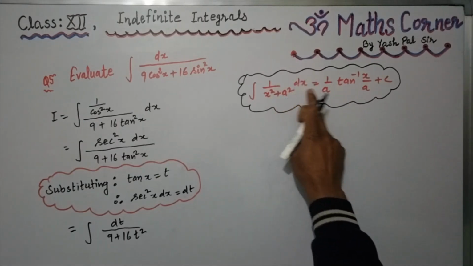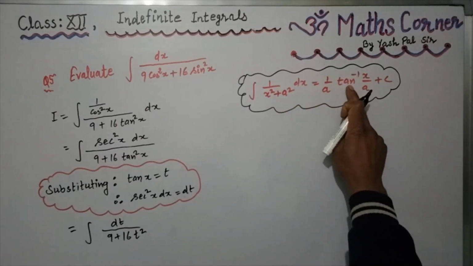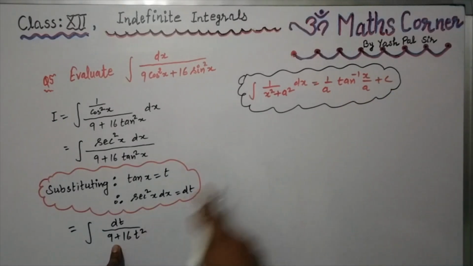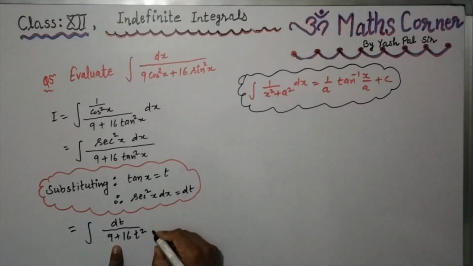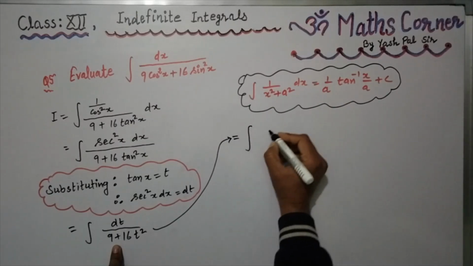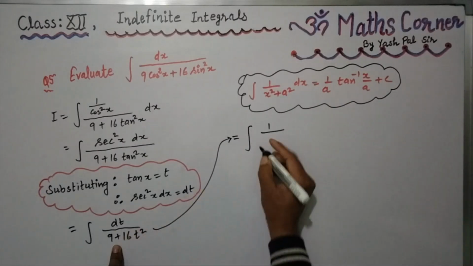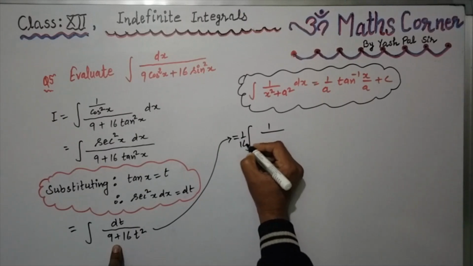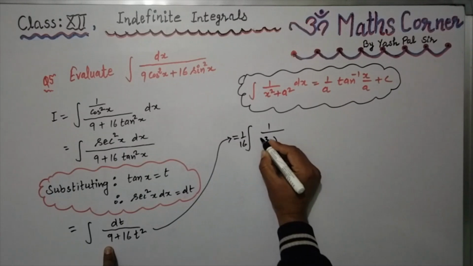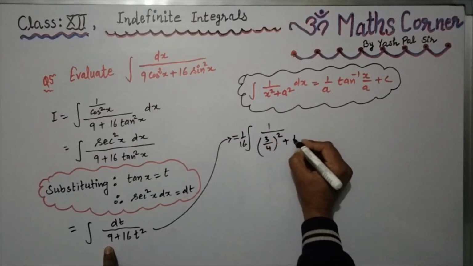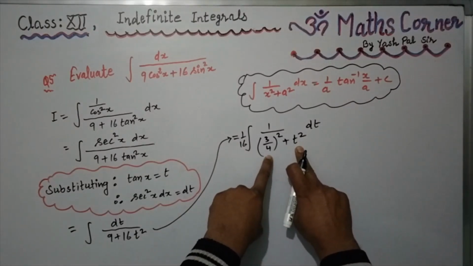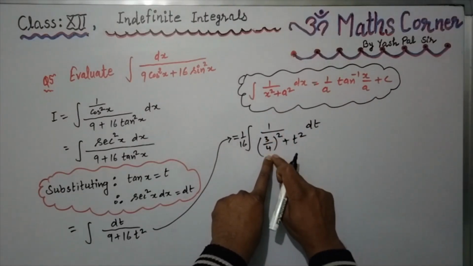Now we have one formula. What is that? Integration of 1 upon x square plus a square into dx which is equal to 1 upon a into tan inverse of x upon a plus c. So we are just converting this also according to this formula. How? We can write this as equal to integration 1 upon, taking 16 common outside. So what we are left with is 9 upon 16, so 3 upon 4 whole square plus t square into dt.